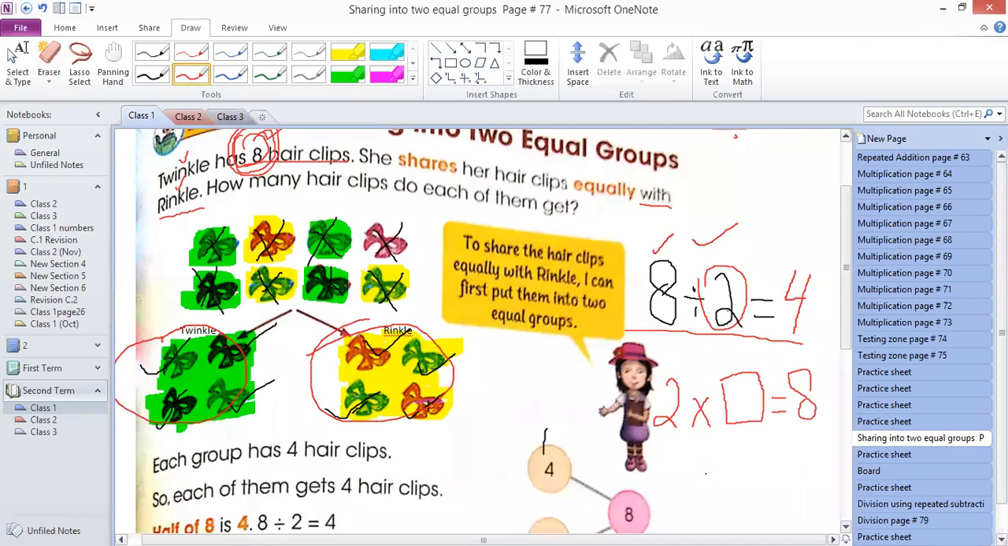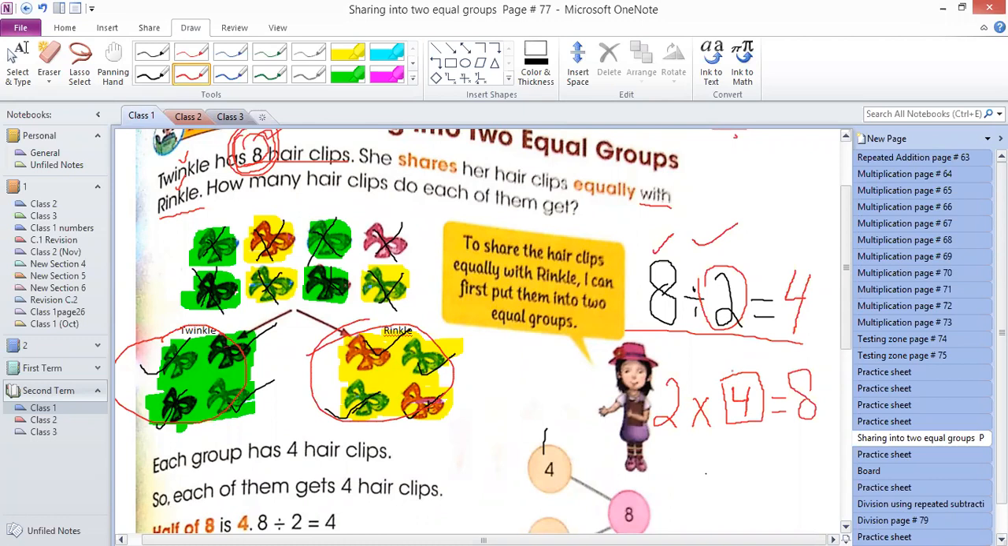So when you divide 8 hair clips into two groups, between Wrinkle and Twinkle, each will get 4 hair clips. And you can also check this by using multiplication tables. In the table of 2, you will check: 2 1s are 2, 2 2s are 4, 2 3s are 6, and 2 4s are 8. So 8 divided by 2 is equal to 4, and 2 multiplied by 4 is also 8.